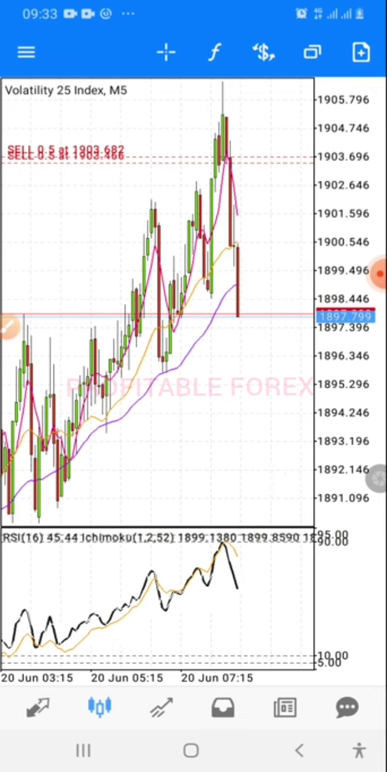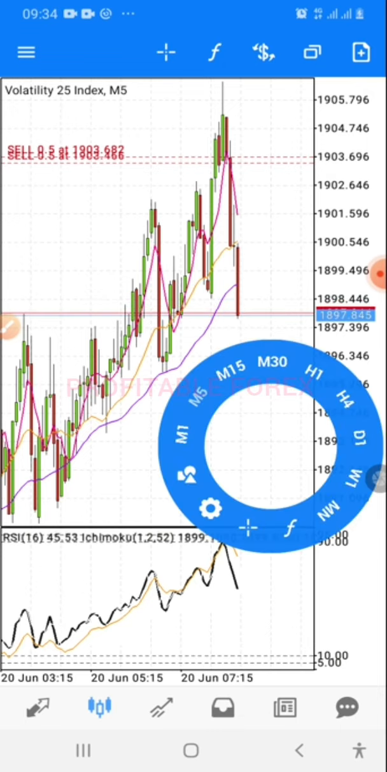Okay, so I'm going to be showing you how to enter a trade, and what are the things you have to look out for before taking a trade. We're going to be using just a simple indicator to help our direction. So what are the things you look out for before entering a trade?